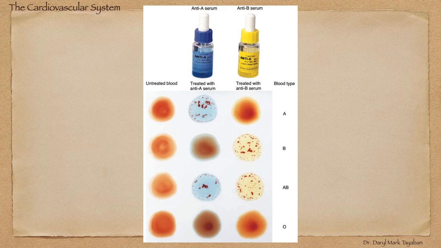But if none of them clotted, if there's no clot now, can you see the clot? I hope you can see that. So meaning your blood type is O. Okay, I hope that's clear.